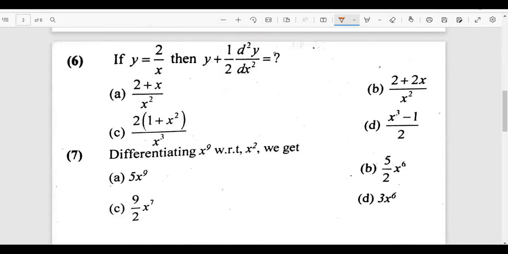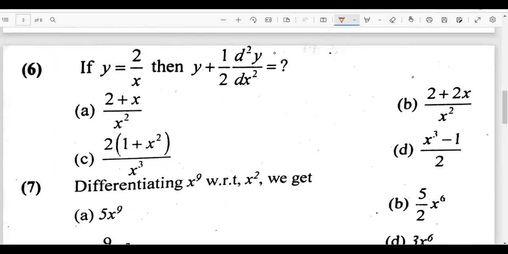Let's talk about the next one. So we have the sixth question here, and it says, if y is 2 by x, then what would be this? Okay. So we need to find the double derivative. Now for this question, you can do it completely as well, or you can just think about it, and you would get the answer correct in that case as well.